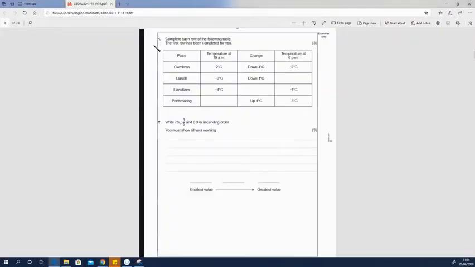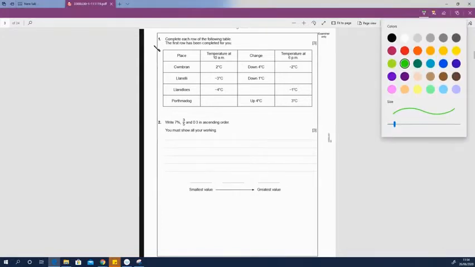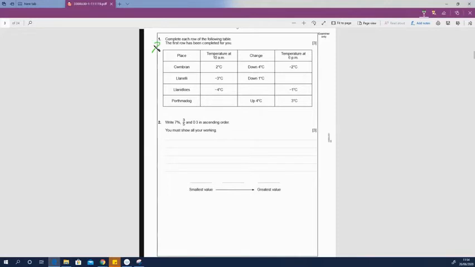Okay, let's start the paper. Question 1, I'll just get a pen. Question 1 asks us to complete each row of the following table. The first row has been completed for you.